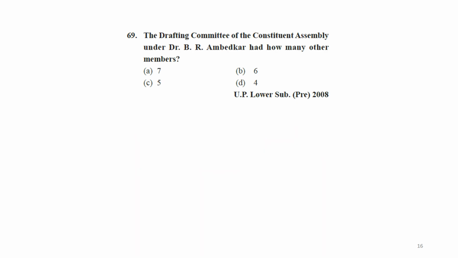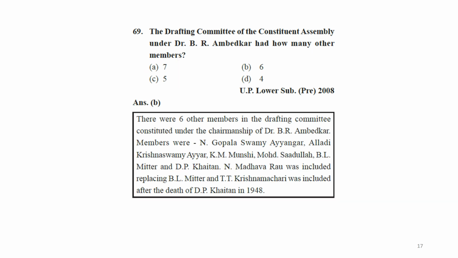Next, the Drafting Committee of Constituent Assembly under B.R. Ambedkar had how many other members? 7, 6, 5, 4. This is actually B, 6. Apart from B.R. Ambedkar, there were 6 more members. We'll see in the explanation who the other members are.